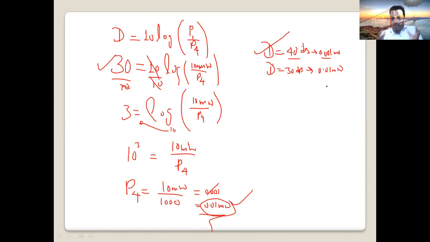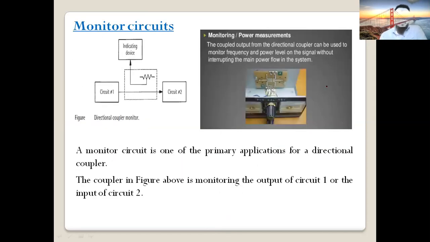Okay, so when you buy a directional coupler, you have to check the directivity, D value. D higher is the better. Okay, the higher directivity coupler has minimum leakage, minimum coupling in the wrong direction. That's what D means, directivity. Okay, so let's see some applications of this directional coupler.